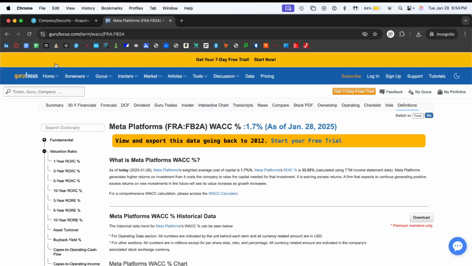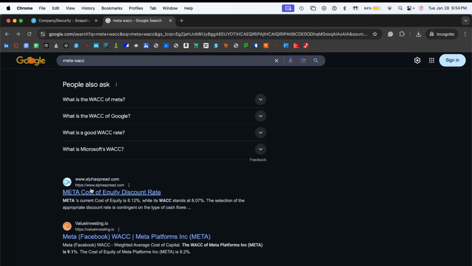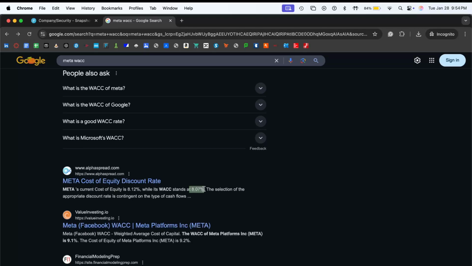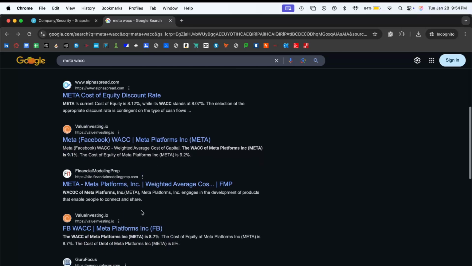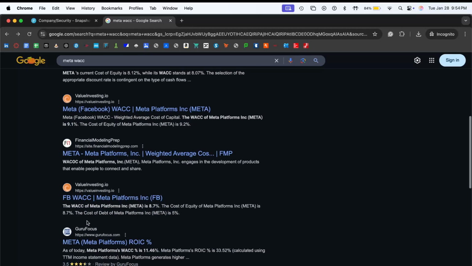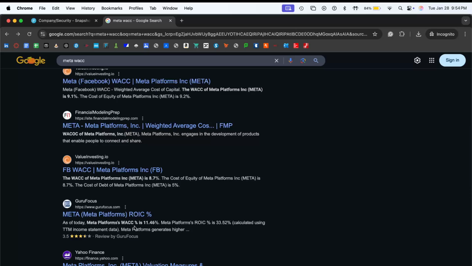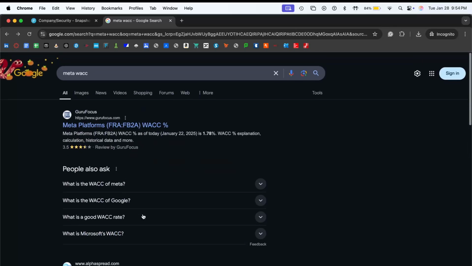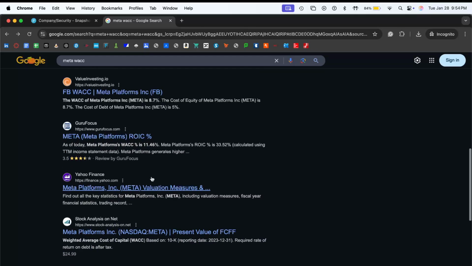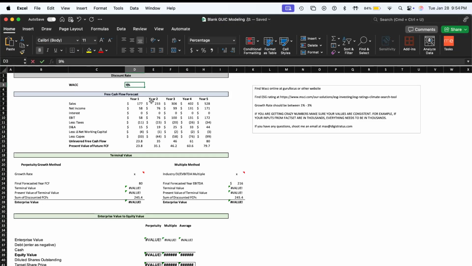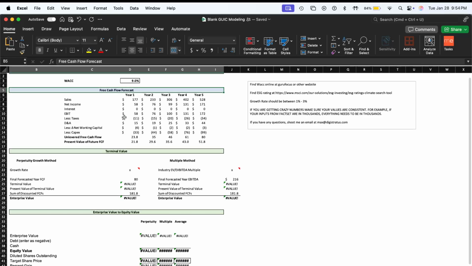Maybe not in this case, but in most cases they're pretty reliable. 1.7% is just insanely low, and that does not make sense. 8.07 by Alpha Spread, 9.1 from Value Investing. Oh, there we go. This is Guru Focus's actual thing. 11.46. So I'm seeing a range of numbers. I'll just put 9%. Normally, you want to do some of your own research, maybe look into it a little bit harder than how I just did. But for now, we'll put 9%, see what happens.